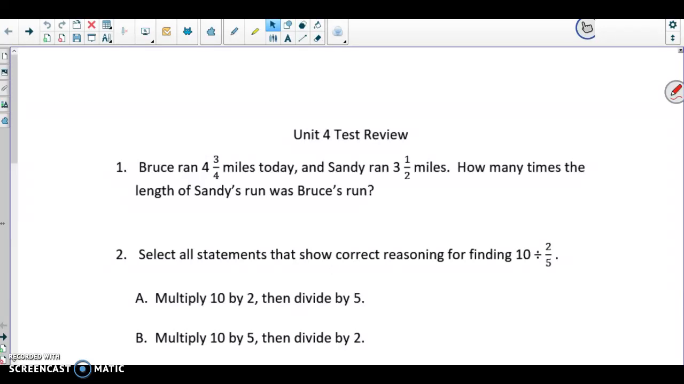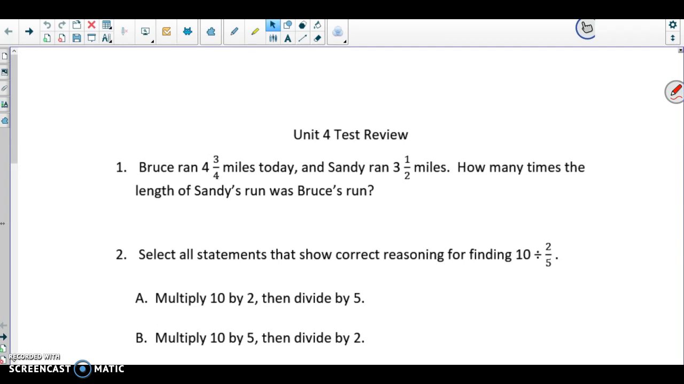All right, let's talk about the Unit 4 test review. Number one, Bruce ran 4 3/4 miles today and Sandy ran 3.5 miles. How many times the length of Sandy's run was Bruce's run? That means it was something times Sandy's to get to Bruce's. So Bruce's is the total.